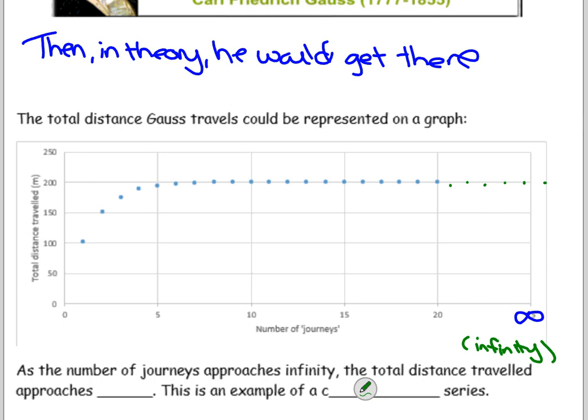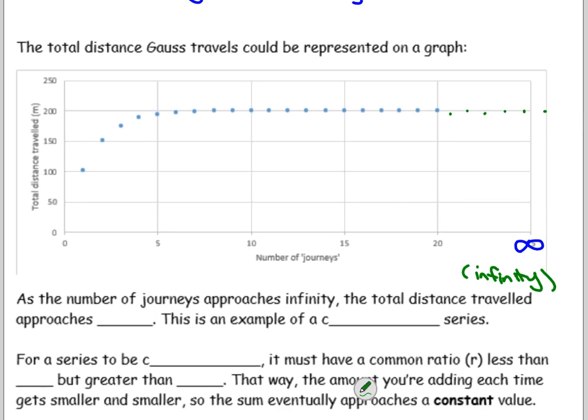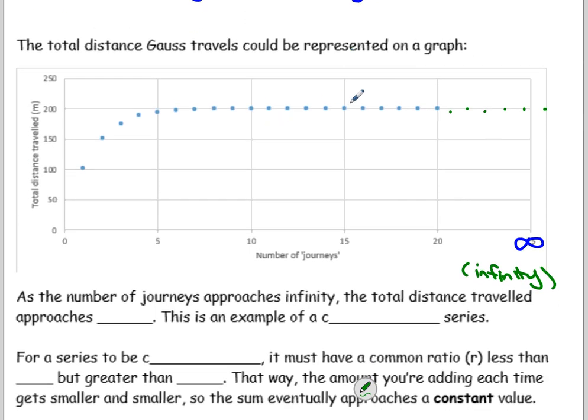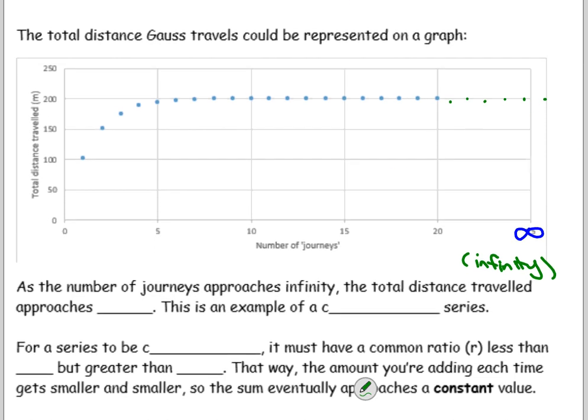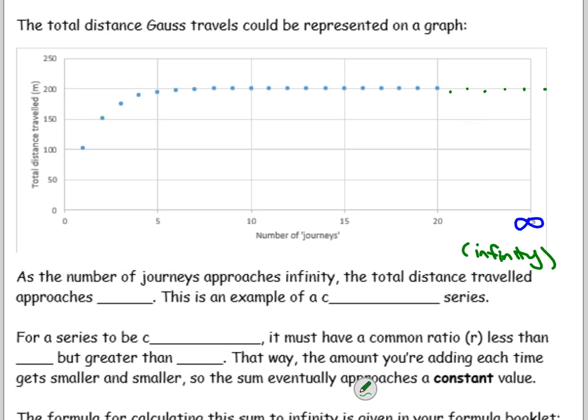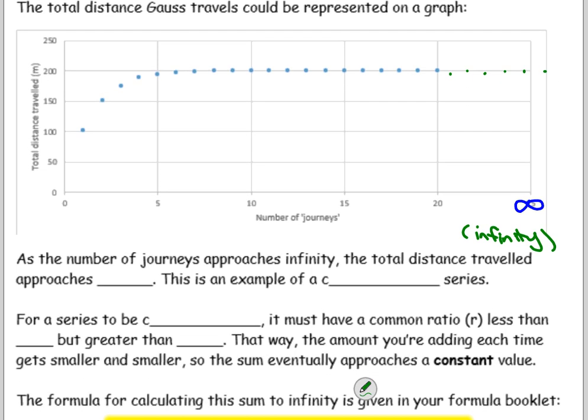So yeah, you're right. In theory, he's just getting infinitely closer to 200. He's not getting above, he's not passing 200 or even reaching it. But if Gauss goes through to infinity, then in theory he would. Infinite amount of journeys. So interpreting the graph, as the number of journeys approaches infinity, the total distance travelled approaches what value? 200, yep. Because that's what this question was about. It was all about 200, being the total distance.